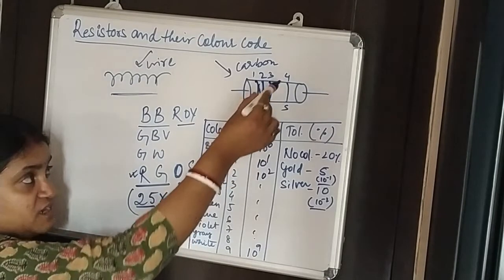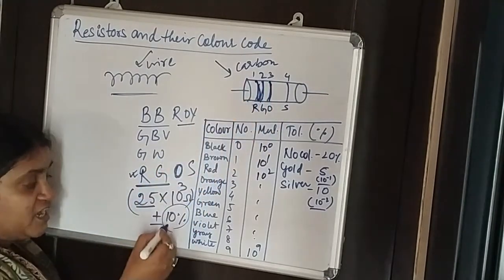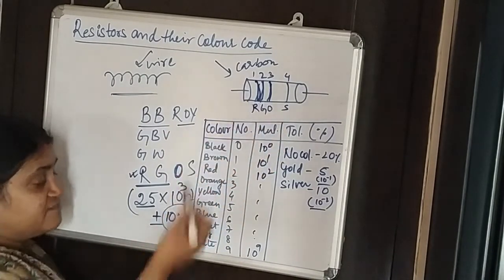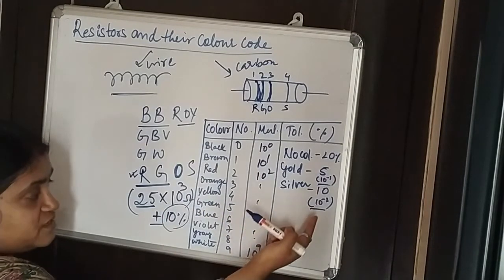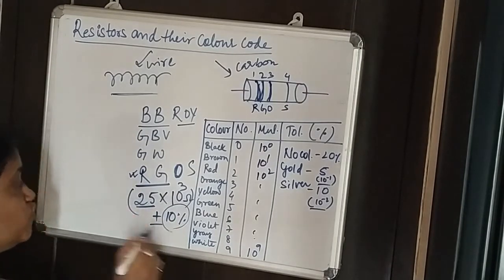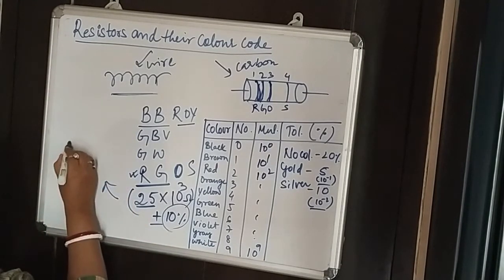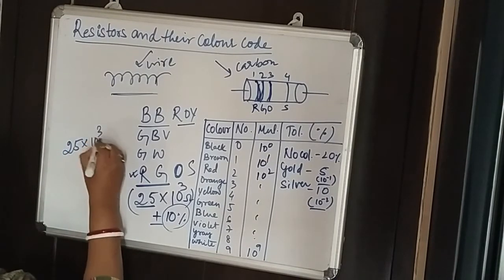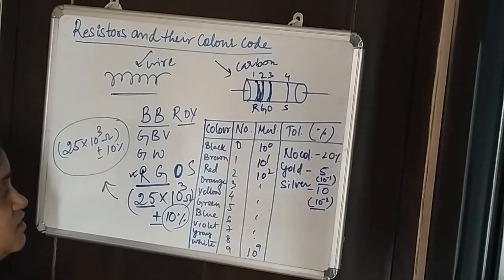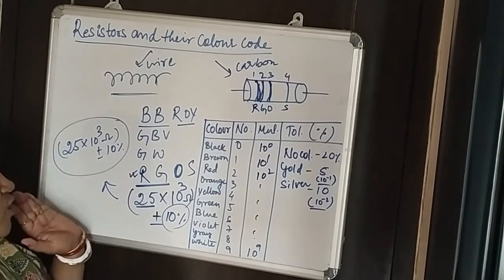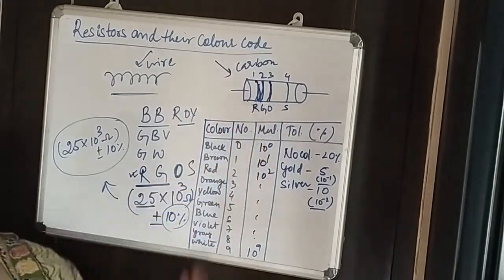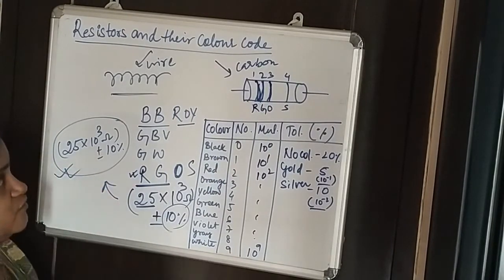And then lastly I have a line. If there was no line, I would have taken 20% as my tolerance. Since I have silver, the tolerance would be 10%. So my resistance here is 25 into 10 to the power 3 ohm plus or minus 10%. So this is how to read the resistance from the color code of the resistor. This is very important for us to know.